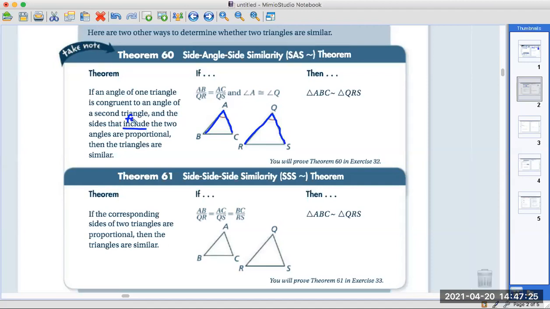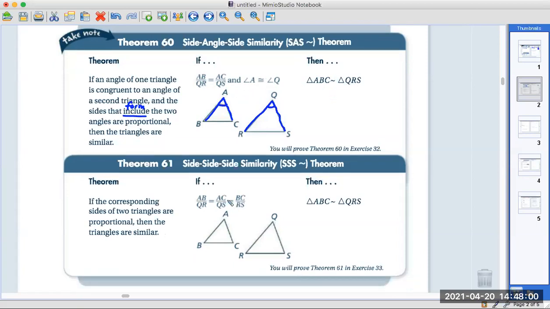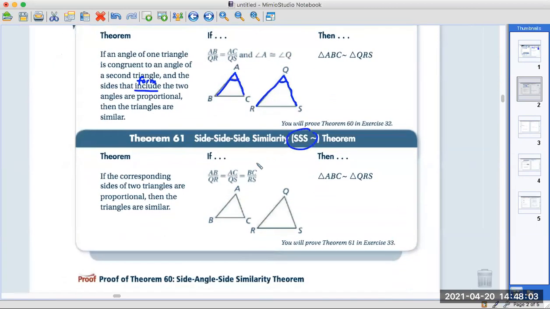If they're proportional, remember when they're proportional, you have two equal fractions. So let's see, then the triangles are similar. So this side, AB, over this side, QR, has to equal AC over QS. And this is the correct proportion, yeah? And those two angles have to be equal, then the two triangles are similar. So this one is a little difficult. The last one, SSS, is not that hard.